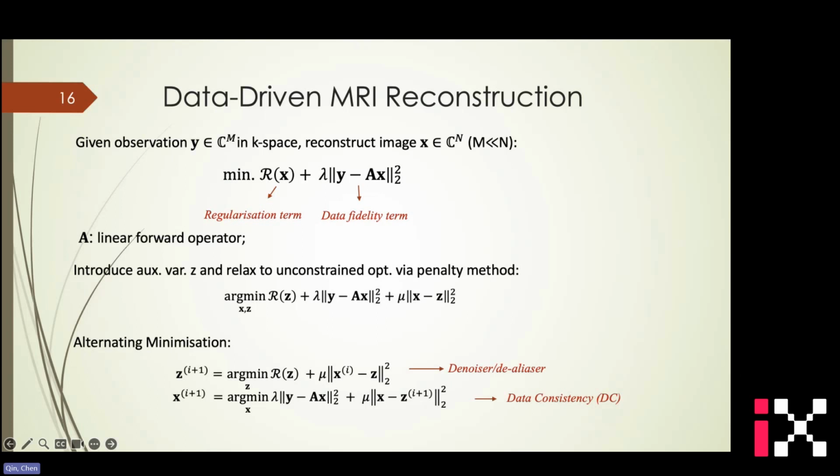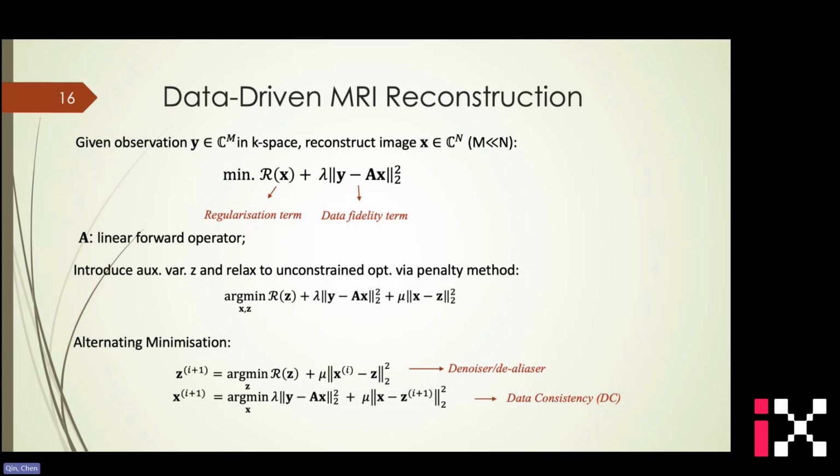So the first equation, if we have a look at it, we can view as a denoiser or de-aliaser, because it is trying to estimate the intermediate variable z from some sort of regularization here. And the second equation preserves the data fidelity term and solves these objectives, so it is actually equivalent to the data consistency we want to preserve.